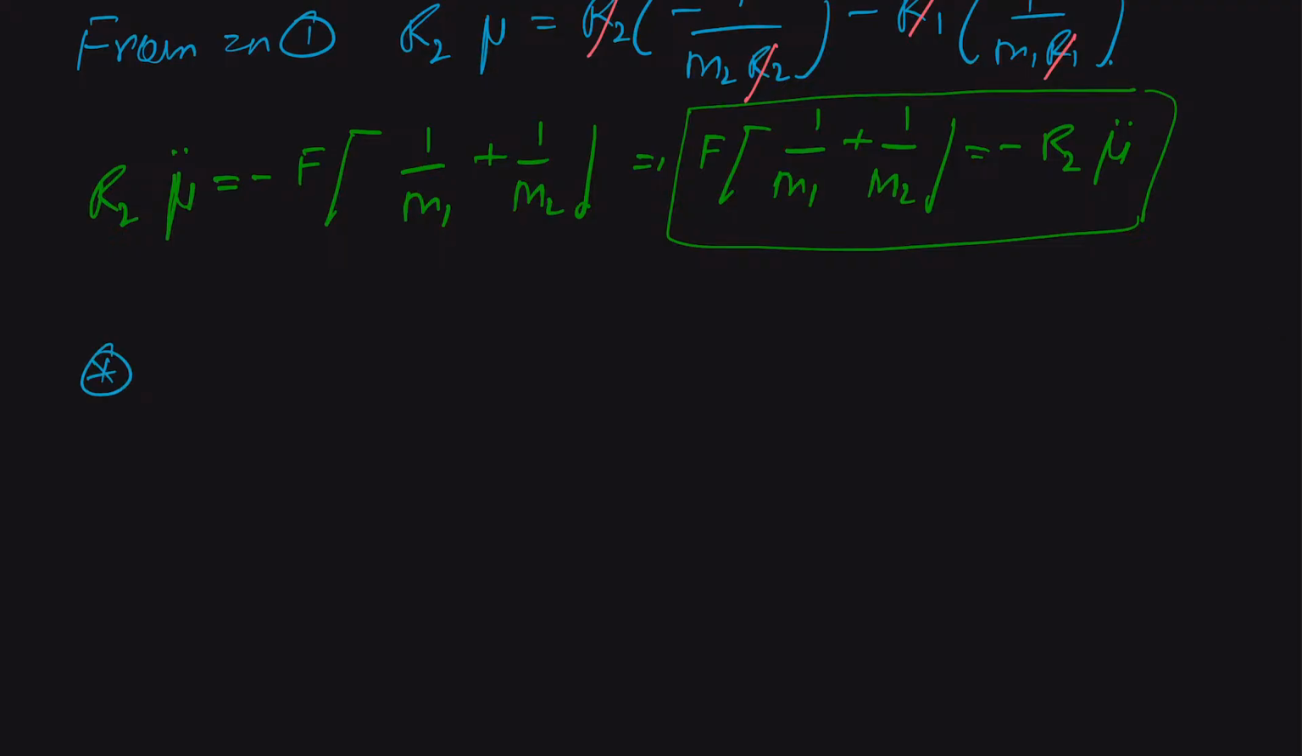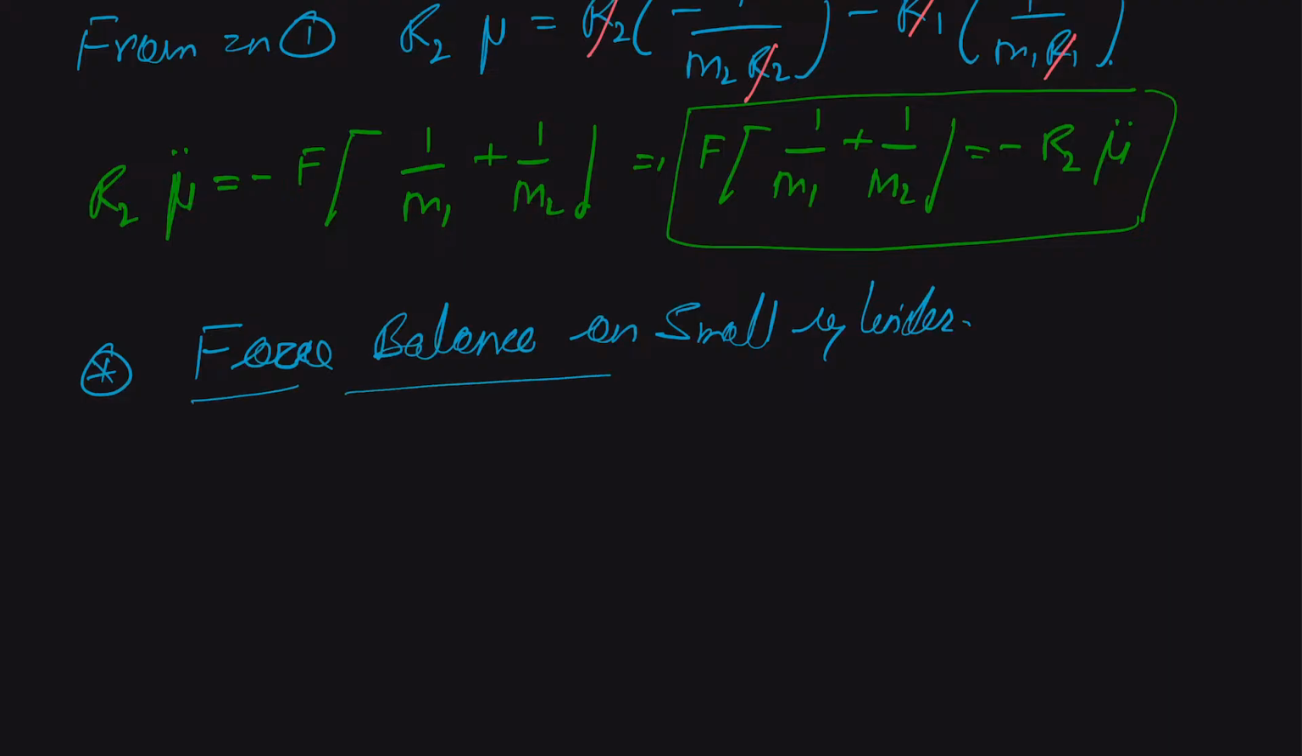So you can say that the force balance on the small cylinder. So we have assumed that, suppose this is our bigger cylinder, and inside we have our mean position, and we assume that this smaller cylinder is somewhere here, and it is making an angle of mu with its lowest position, or we can say the vertical.